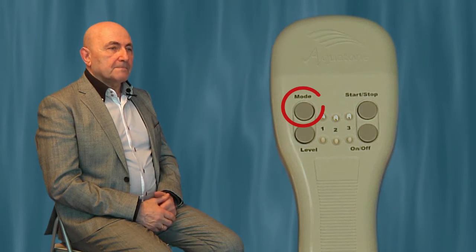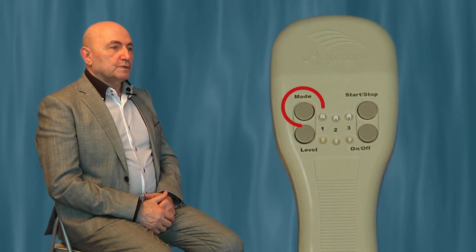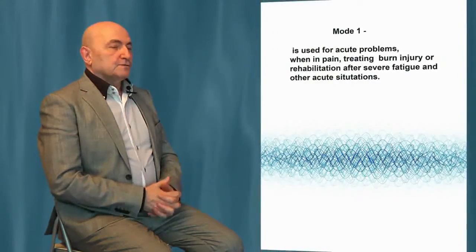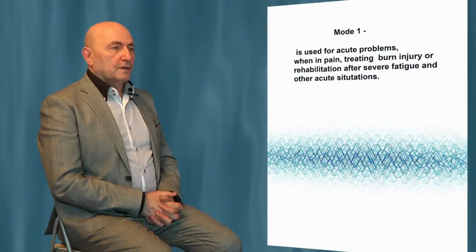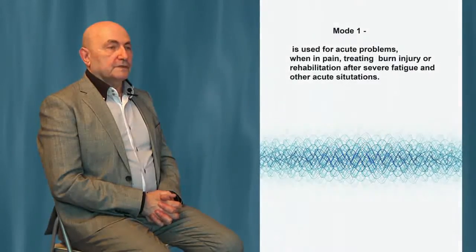In order to use the device correctly, you need to familiarize yourself with its 3 different user modes. Let's go through these modes and learn when to use which one. Mode 1 is used for acute problems when in pain, treating a burn injury or rehabilitation after severe fatigue and other acute situations.